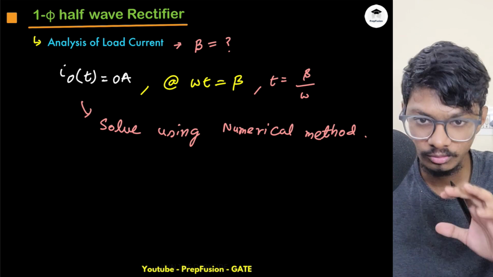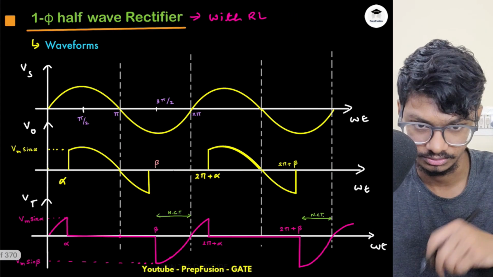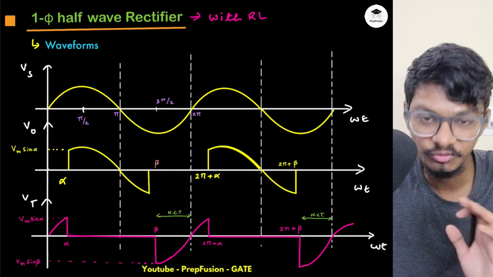But they will give you the extinction angle. But how do the computers solve it? They solve it using numerical methods. Okay, so these are the waveforms.